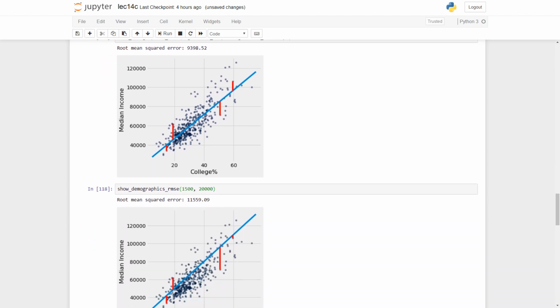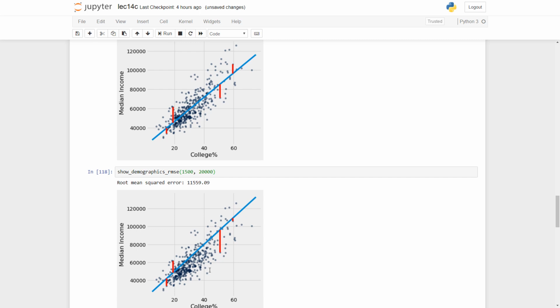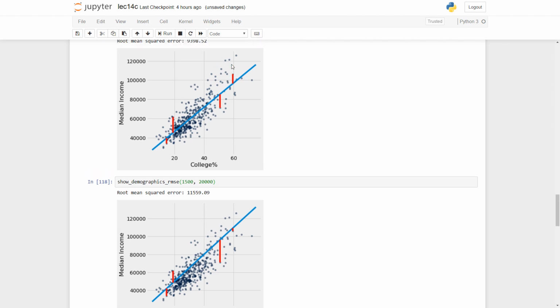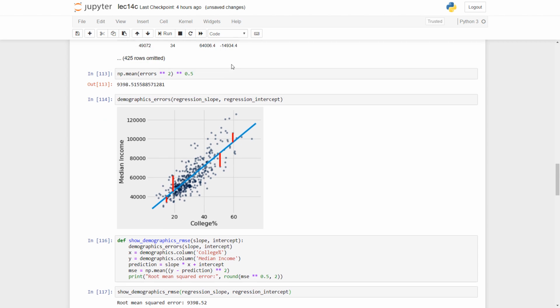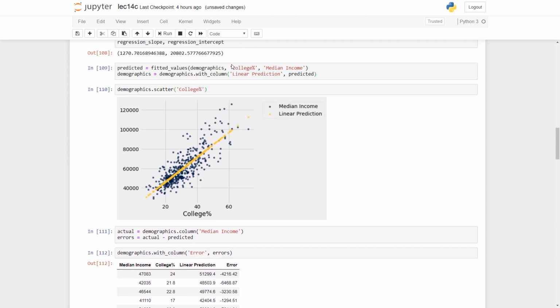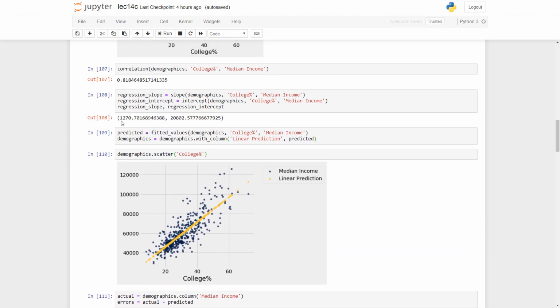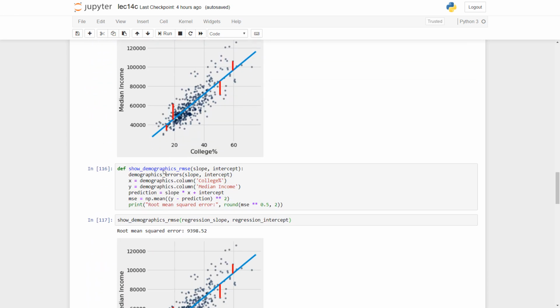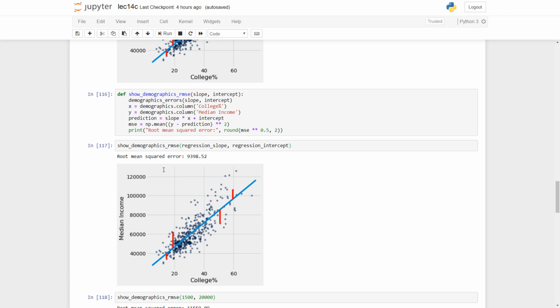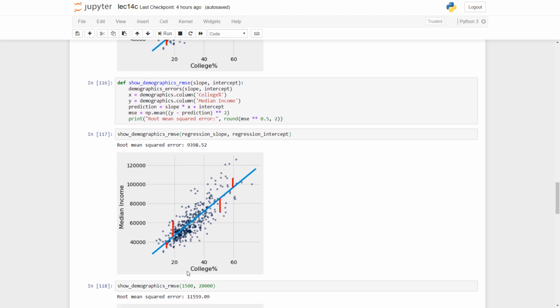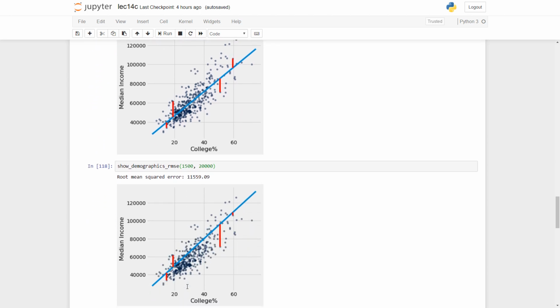Let's use the same function. Here is that line. Of course, it is a bit different. Maybe the slope is a bit higher than the slope of this, which is the case here. If you remember, the value of the slope here was 1,270. The slope that we just plotted is 1,500. Okay, this is the slope, and this is now the new line.